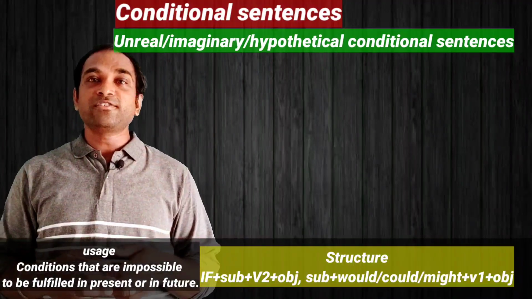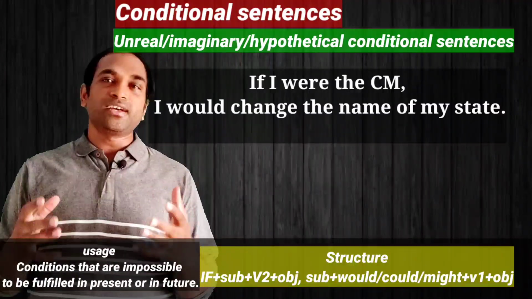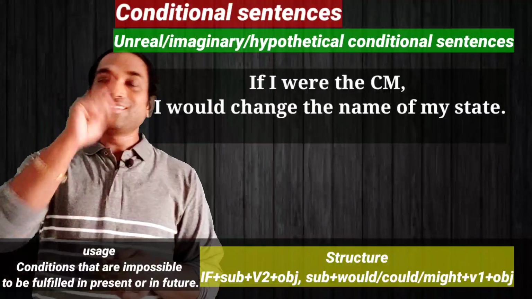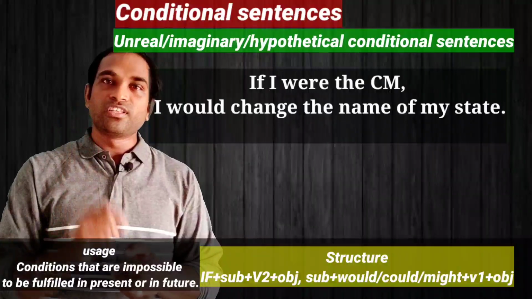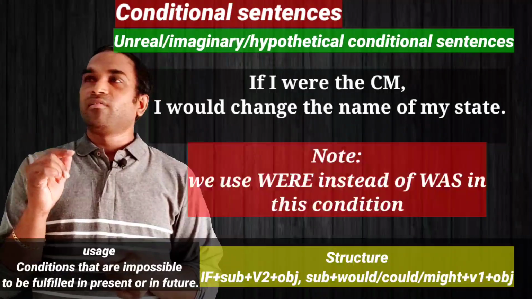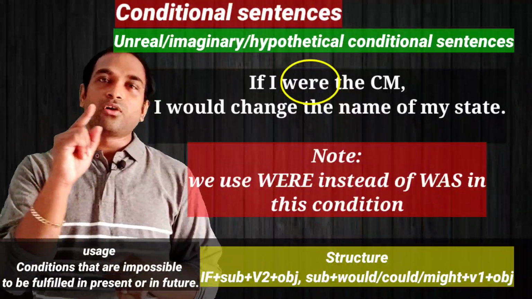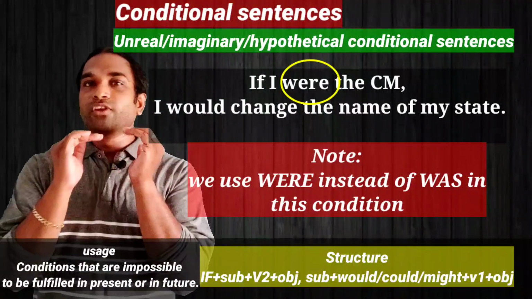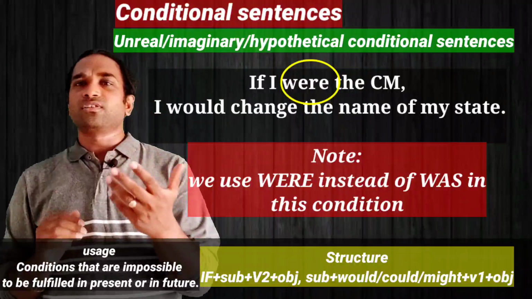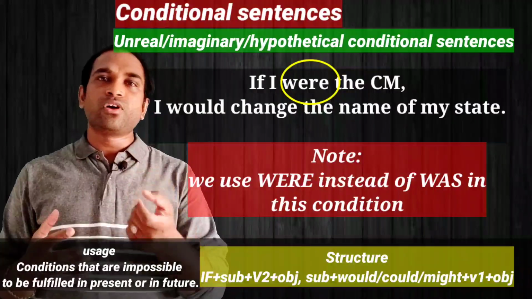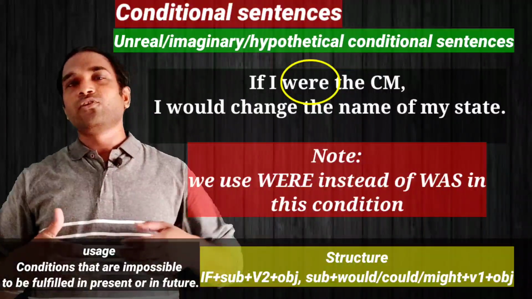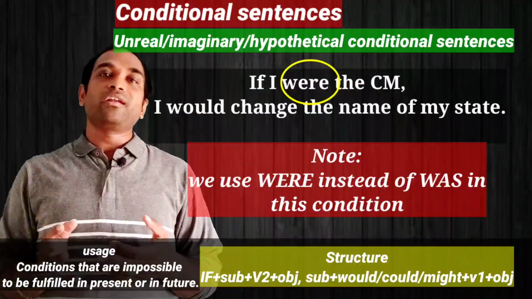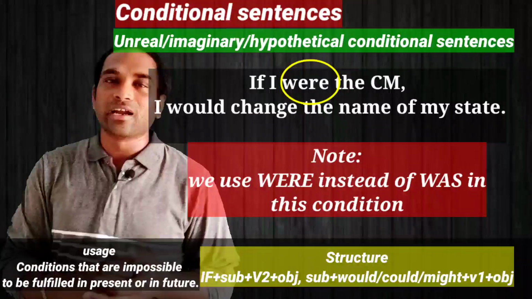And then see this sentence. If I were the chief minister, I would change the name of my state. See this "were" here, you have to note this point. Generally we use "was" after I, but in this unreal sentence structure we use "were" instead of "was". It is quite common to use "were" after I. Even if you use "was", it is not wrong, but "were" is generally used in unreal condition sentences.